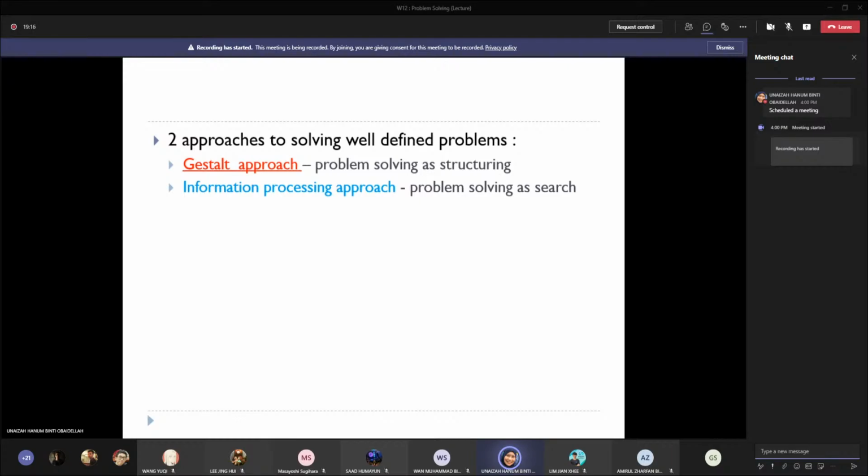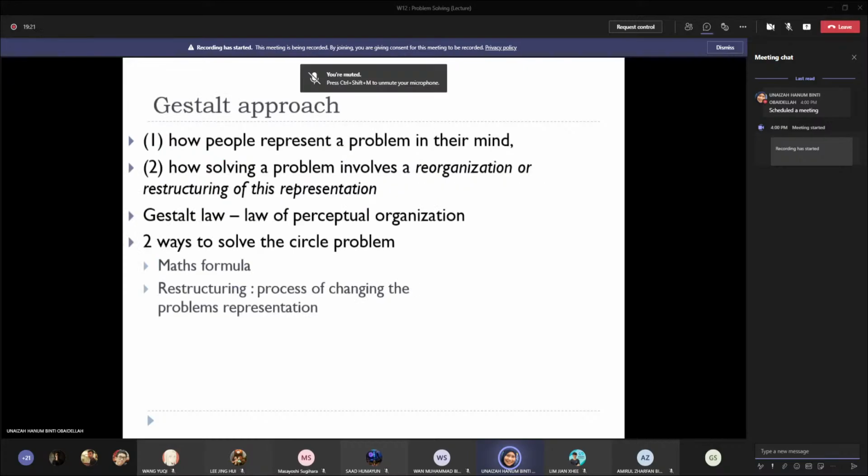So the same thing, to some extent, we can use to solve problems, and that is one of the solutions that can be helpful to some people. So you've got this Gestalt approach where people will represent the problem in slightly a different way compared to the conventional approach. Another one is it involves a lot of restructuring and reorganization. So it uses this law of perception organization, the one that I mentioned.